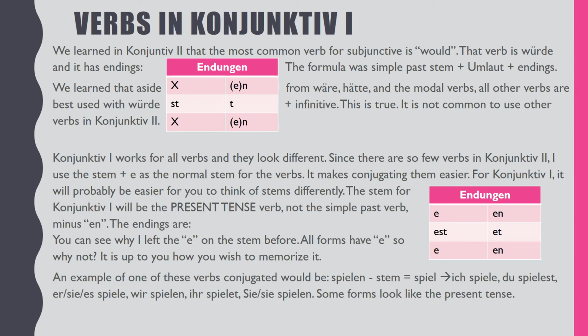An example of one of these verbs conjugated would be spielen, to play, as our infinitive. We need to find the stem, which means we take off the en and we get spiel. We add endings to conjugate and get ich spiele, du spielest, sie spiele, wir spielen, ihr spielet, sie und sie spielen. Some forms look like the present tense. This could be used if an interviewer spoke with a golfer and reported that he said he plays every day. Spiele jeden Tag Golf.